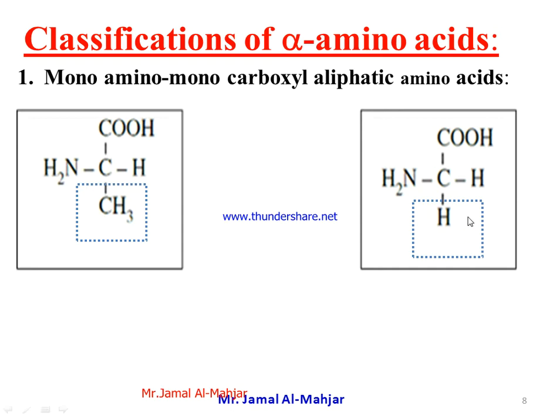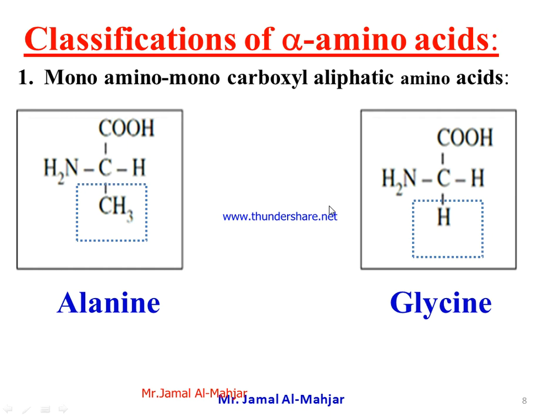Instead of R, if you write H, or you can write CH3, so these are the R in the general formula. If you have H, we call it glycine. If you have CH3, we call it alanine. Now we have one amino and one carboxyl. That's why we call it monoamino monocarboxyl, the same.